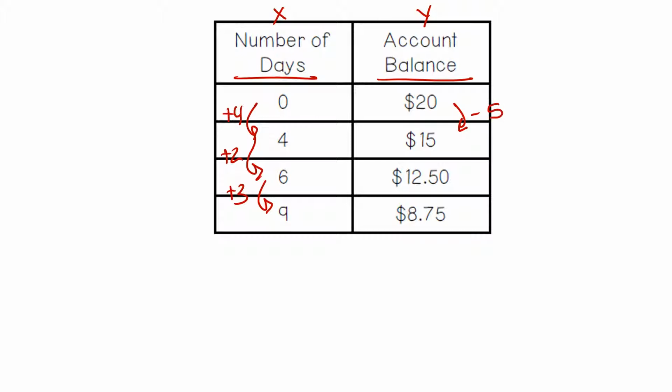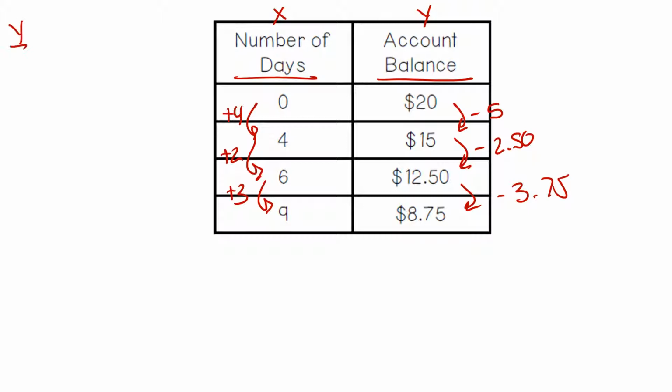20 to 15 is going down 5. 15 to 1250 is going down 2.5, or 250 since we're talking about money. And going from 1250 to 875 is going down 375.